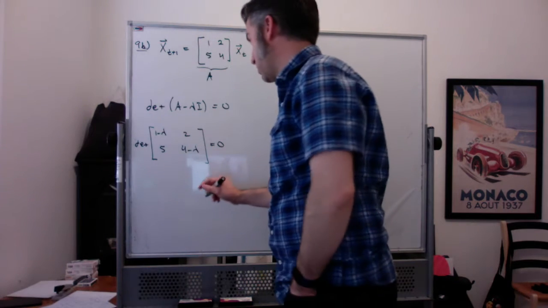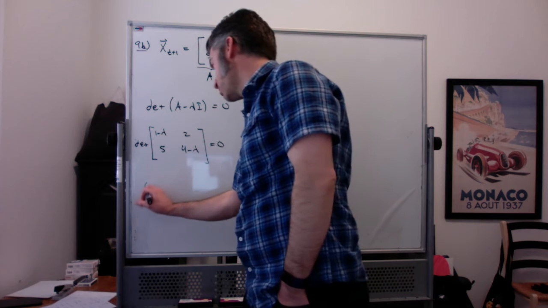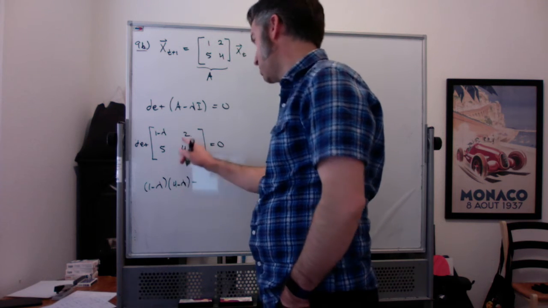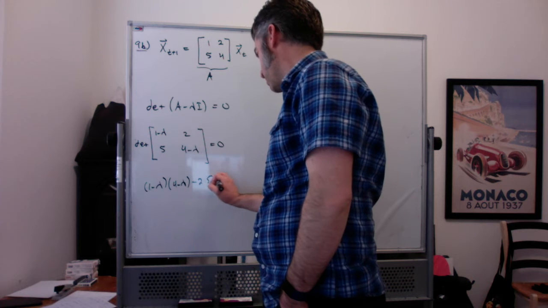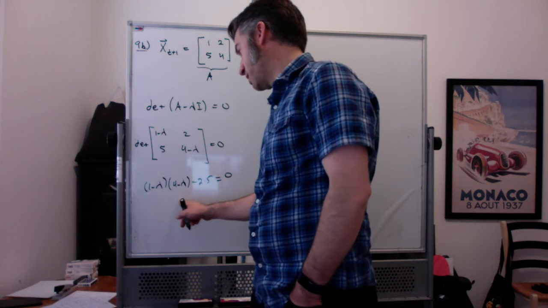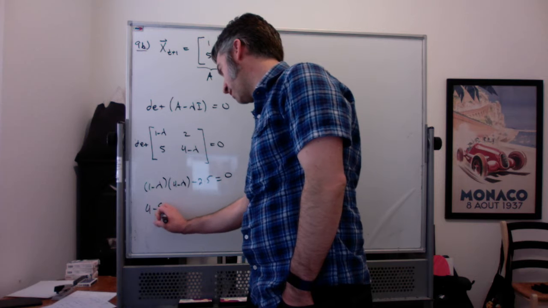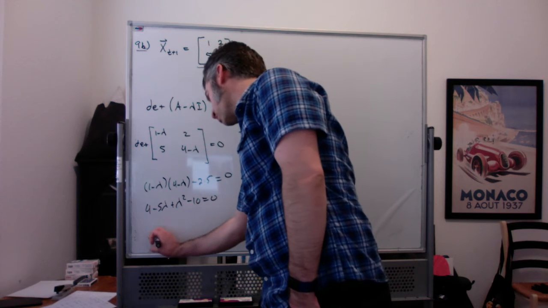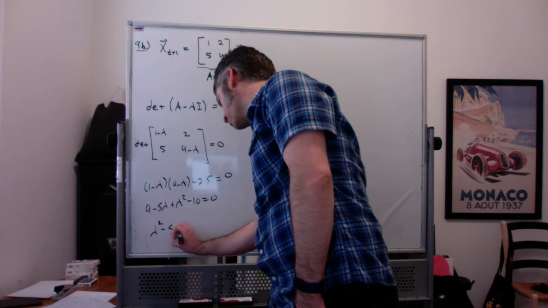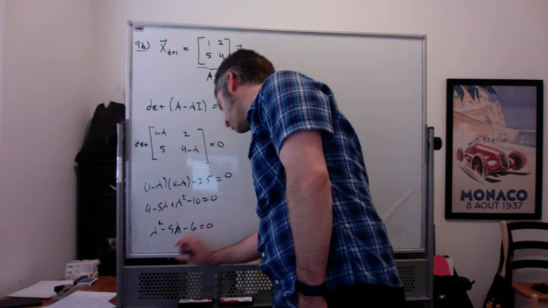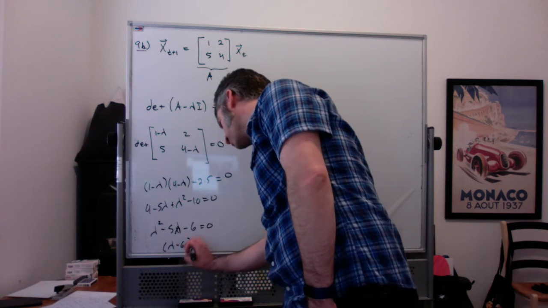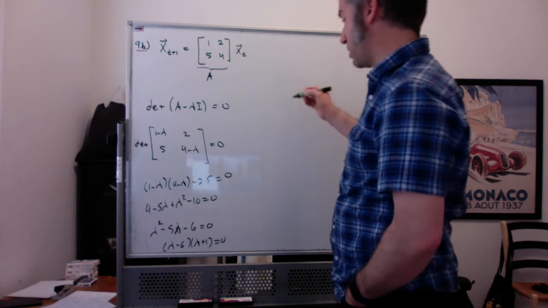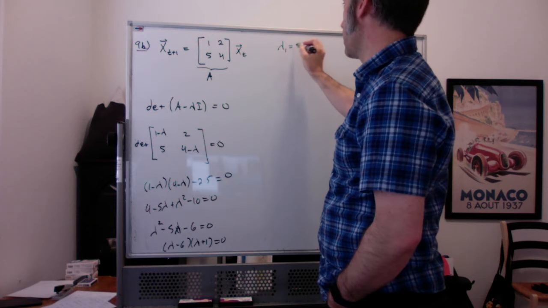So the determinant of this matrix is (1 minus lambda) times (4 minus lambda) minus 2 times 5 equal to 0. Multiplying this out, you get 4 minus 5 lambda plus lambda squared minus 10 equal to 0, or lambda squared minus 5 lambda minus 6 equal to 0. Which factors as (lambda minus 6) times (lambda plus 1) equal to 0. So let's say that lambda 1 is 6 and lambda 2 is negative 1.